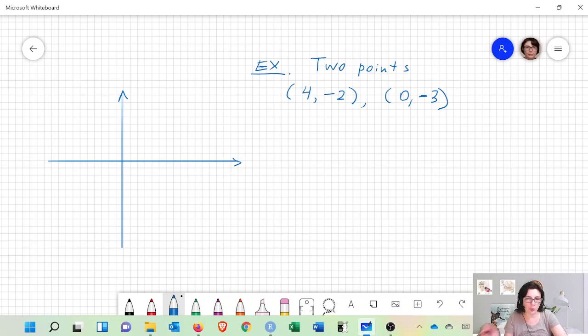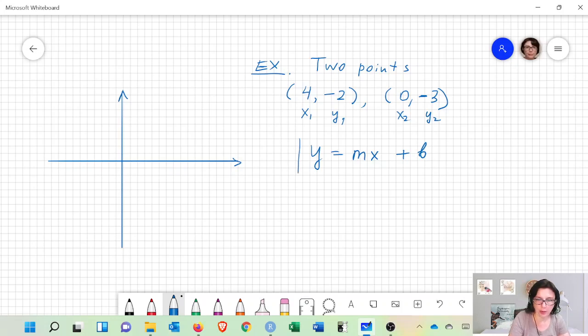If I give you 2 points, you should be able to come up with an equation of a line, and you should also be able to draw it. And I always draw it anyway, just because I want to check my work. I want to get another understanding of the problem. Okay, so we have the 2 points. We have x1, y1, and we have x2, y2, right?